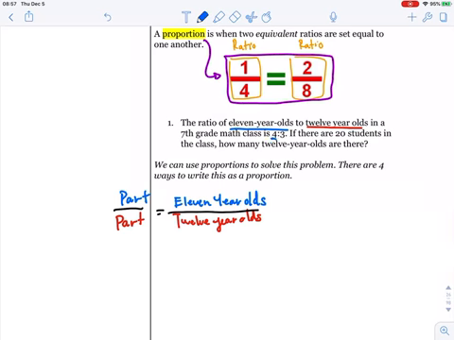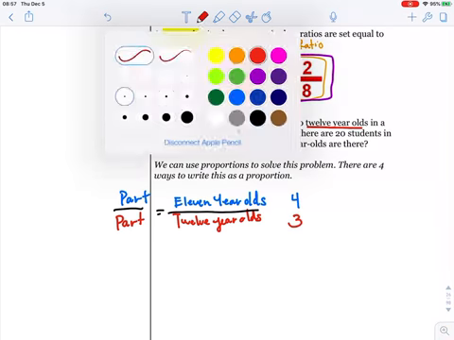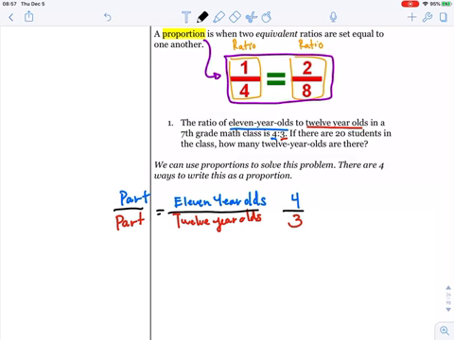So I have the ratio is 4 to 3. Since 11-year-olds are mentioned first, and 4 is mentioned first, that is my 11-year-olds. My 12-year-olds are mentioned second, so they go with the 3. Okay, so they go second. Now if there are 20 students total, they bring in this other piece of information. 20 students in the class.